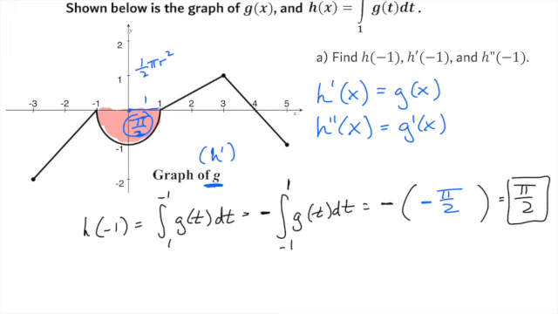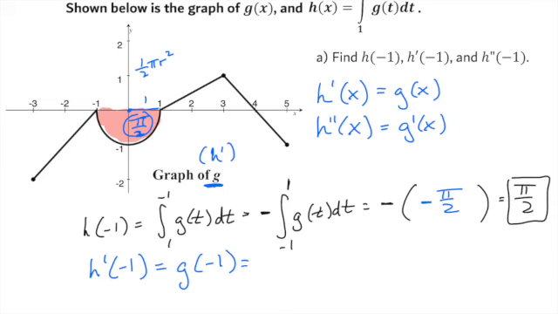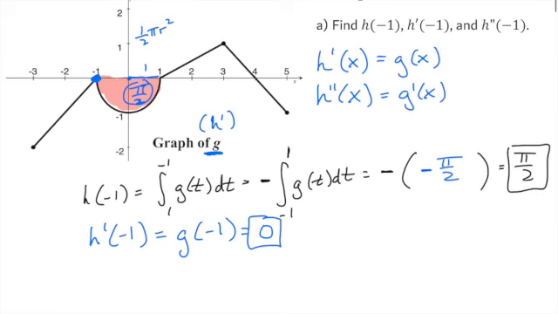Now, h prime of -1, which is the next thing they ask us for. So just using the relationship we just talked about, h prime is g. So h prime of -1 is asking for g of -1. And that's literally just looking at the graph of g and what its y value is at -1. So at -1, you're right here. The y value is 0. And there we go. h prime of -1 is 0. Easy, right? And lastly, h double prime.